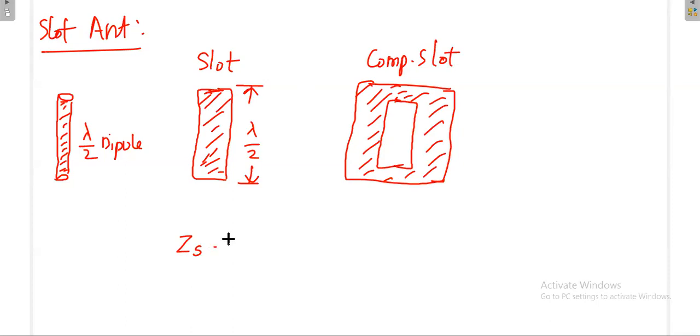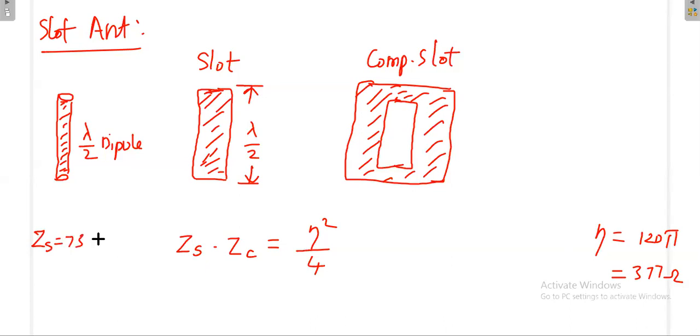What is the impedance of the slot antenna? That is ZS. What is the impedance of the complementary slot antenna? That is ZC. Then ZS times ZC is equal to eta square divided by 4. You know what eta square is? That is 120 pi, or 377 ohm. The impedance of the slot is something similar to a dipole. So the impedance of the slot antenna is 73 plus j 43 ohm, because if it were only a dipole, then definitely you would have only resistance.